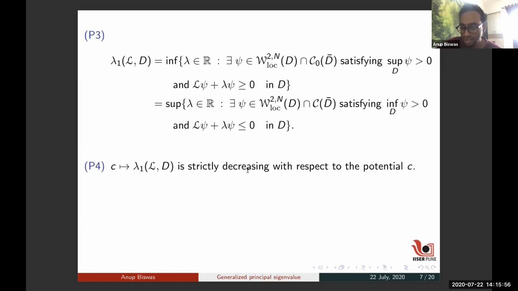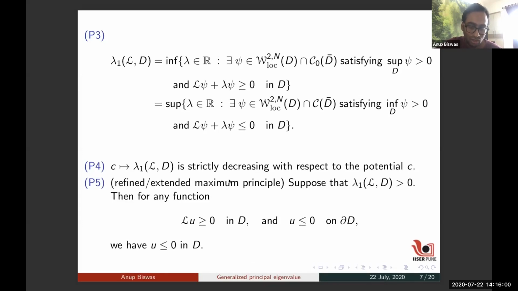It also has another property which is quite crucial and fundamental in PDE, called the extended or refined maximum principle. It says, suppose that my eigenvalue, the principal eigenvalue, is positive. So I take an L for which this is true, then it has a maximum principle.